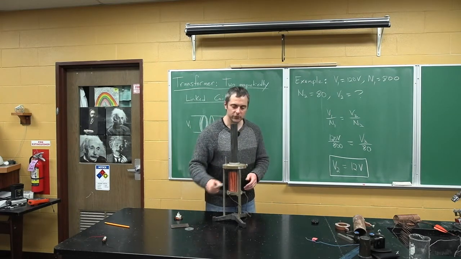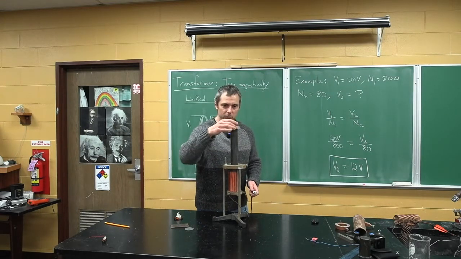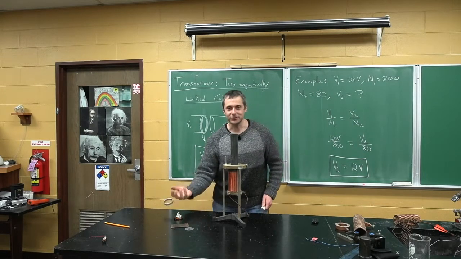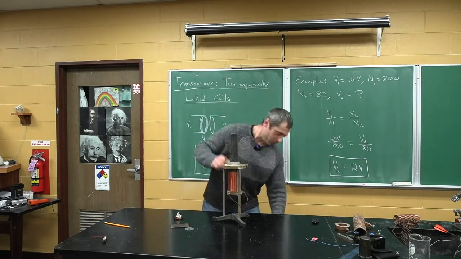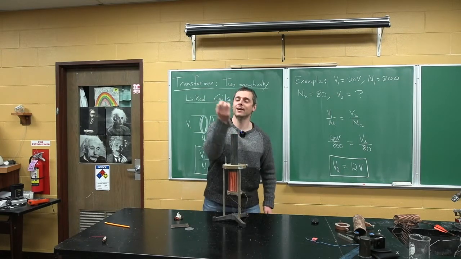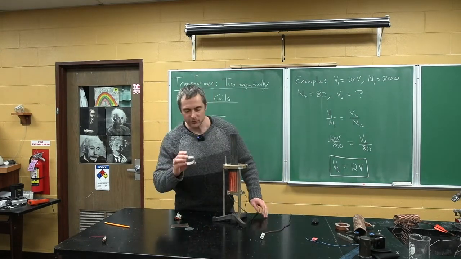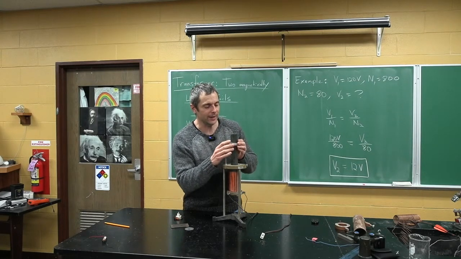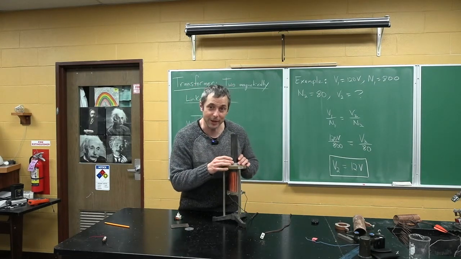What I'm going to do is turn this on. What I have here is just an aluminum ring around here, and you'll see when I turn this on, it shoots the ring up. One more time. And the reason why that happens is we've got an induced current which creates its own magnetic field which starts interacting with this magnetic field.